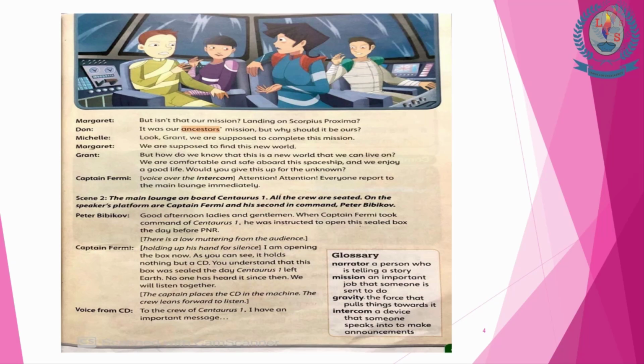The captain places the CD in the machine. The crew leans forward to listen. By saying so, Captain Fermi put the CD into the machine and the crew moved forward to listen to it. Voice from CD to the crew of Centaurus 1: I have an important message. Now everyone can hear the voice from the CD. It says that there's a very important message to be given to the crew of Centaurus 1.